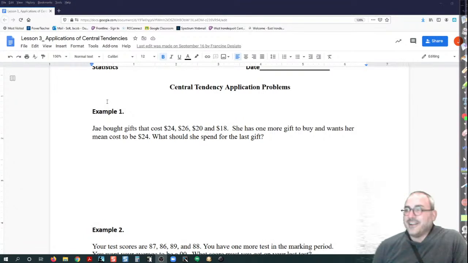Salt. All right, we're going to take a look at this central tendency problem. This is lesson 3, applications of central tendencies, that we're doing for October 5th. All right, so we'll just get started here. Example 1. Jay bought gifts that cost $24, $26, $20, and $18. She has one more gift to buy and wants her mean cost to be $24. What should she spend for the last gift?